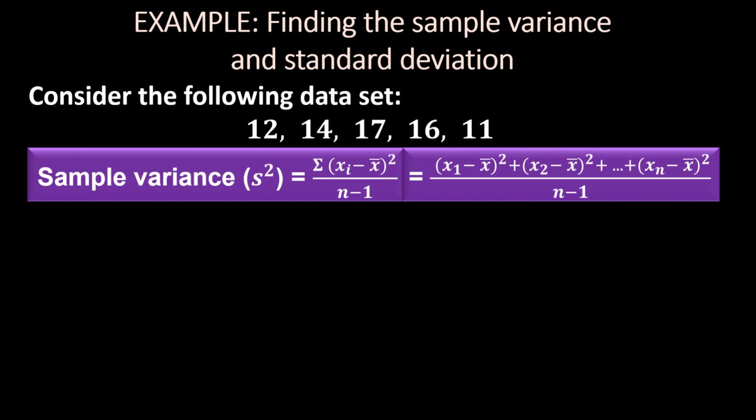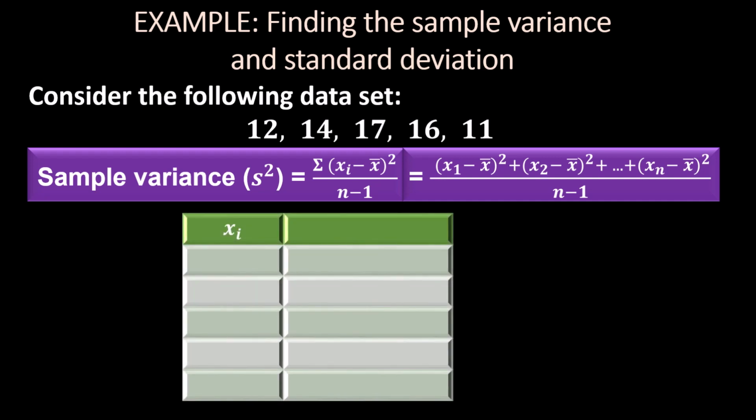Let me create a table here. First, the first column is for the data. There are 5 data or 5 observations, so you can write x1 to x5. Again, you don't have to arrange your data set in increasing order in this case to find the sample variance. You just use any values for the x1 as you wish, and similarly for the rest of the x's.